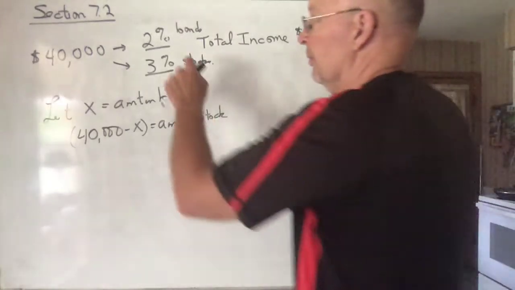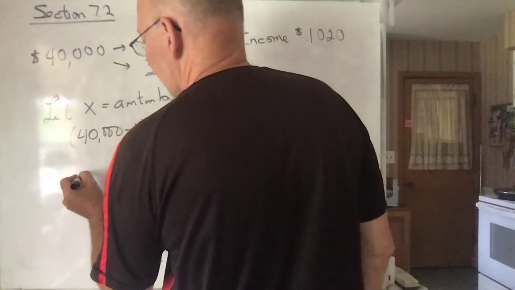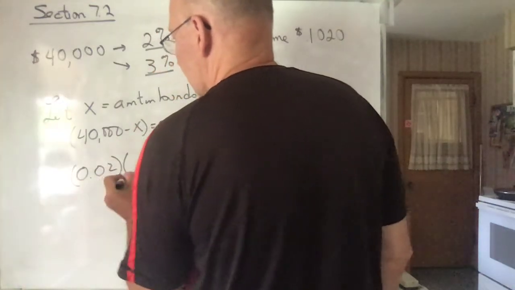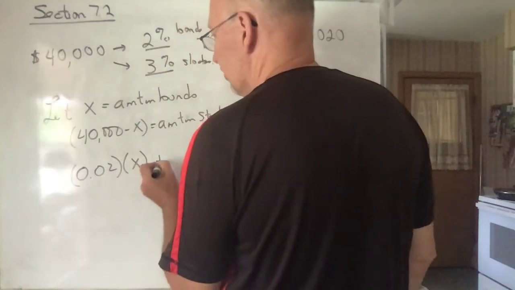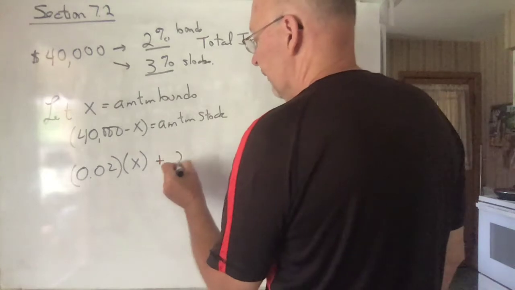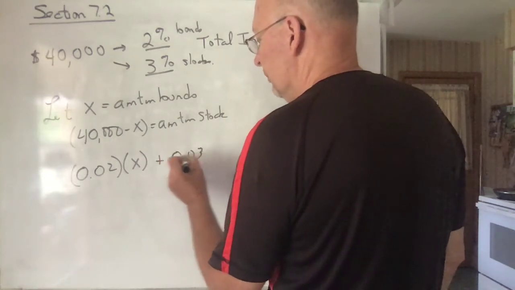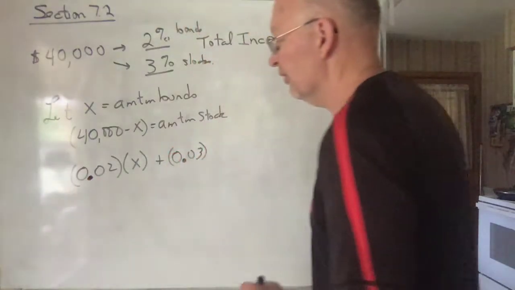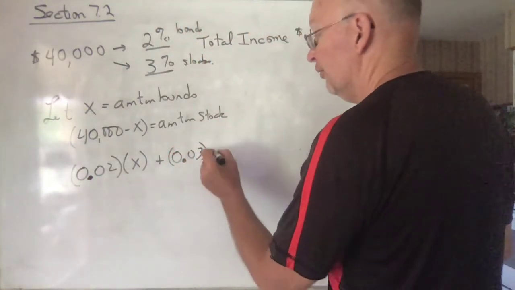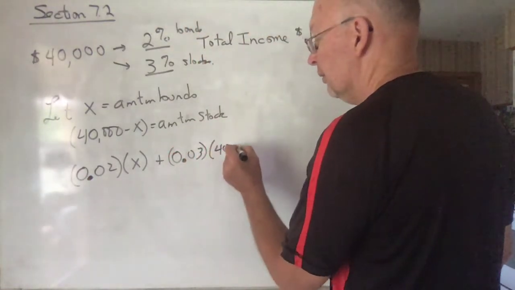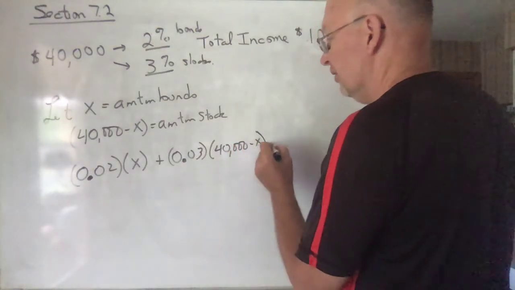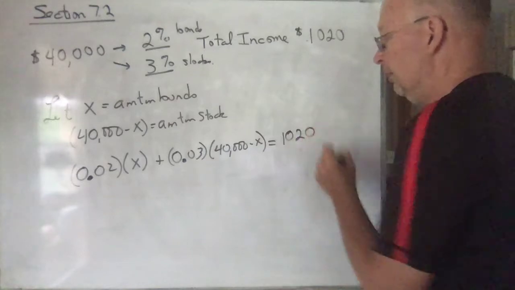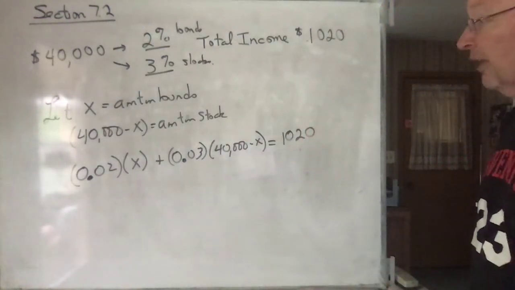And now what do we know? Now we know that 2%, that's 0.02, times the amount you have in bonds, plus 3%, that's 0.03, I'm putting the 0 there just so you don't lose the decimal place, times 40,000 minus x is equal to 1,020.